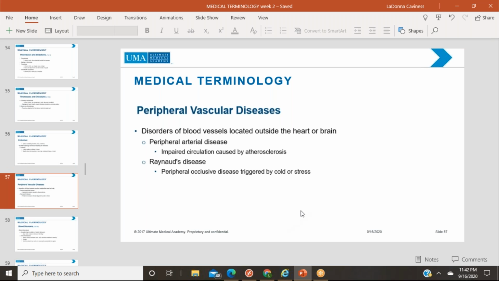PVD, peripheral vascular disease, disorders of the blood vessels located outside of the heart or brain. Peripheral artery disease, impaired circulation caused by arteriosclerosis. Raynaud's disease, peripheral occlusion disease triggered by cold or stress.